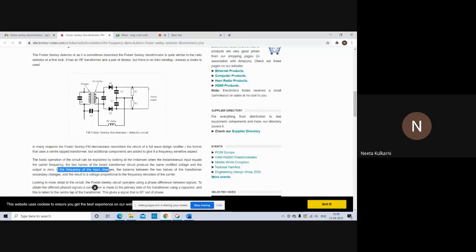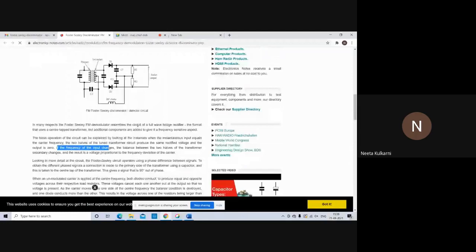Suppose the input frequency is higher than the carrier frequency, D1 will become forward biased. This output voltage will again be positive. If the input frequency is less than the carrier, this D1 will become reverse biased, D2 will become forward biased, and in that case the output voltage is negative. So the same working principle is used here. Just the additional thing we have to consider here.